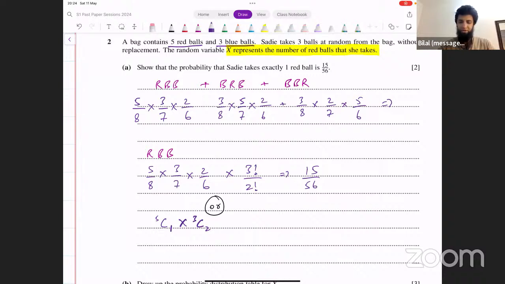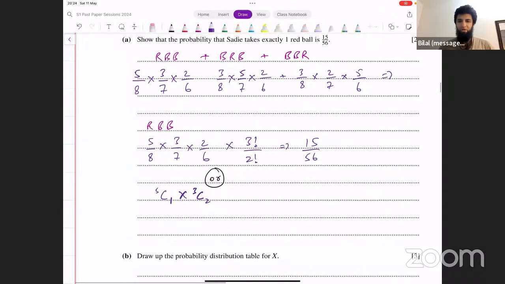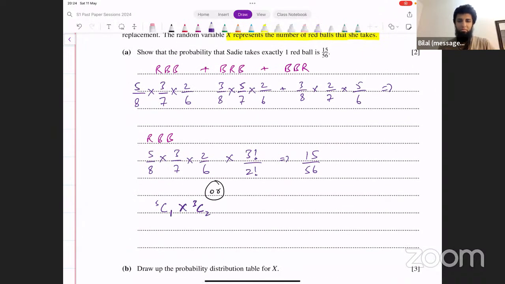Can you guys still see my screen? Can you see me writing? Okay, maybe there's a lag because on my other device, I can't see that.